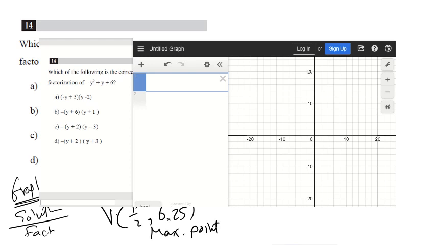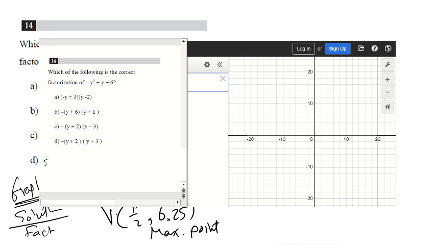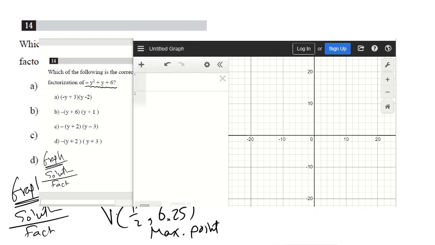As we can see, it's the same example as the one we solved a few minutes ago. The function negative y squared plus y plus 6, and if the question is to graph, or I'm looking for the solution, or for the factorization of this equation, negative y squared plus y plus 6. So if you press the calculator in your digital SAT, it will open a window like this. All you have to do is come here and write the function.